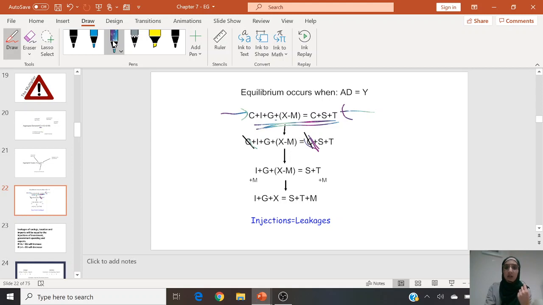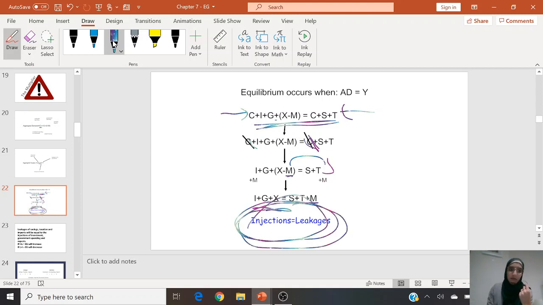So that we are left with investment plus government expenditure plus exports minus imports equals savings plus taxes. What we're going to do is we're going to put investments, government spending, and exports together, and imports, which is minus M, goes to the other side, making it plus M. And that way we come up with the injections equals leakages formula. Again, we've done this in year 11.